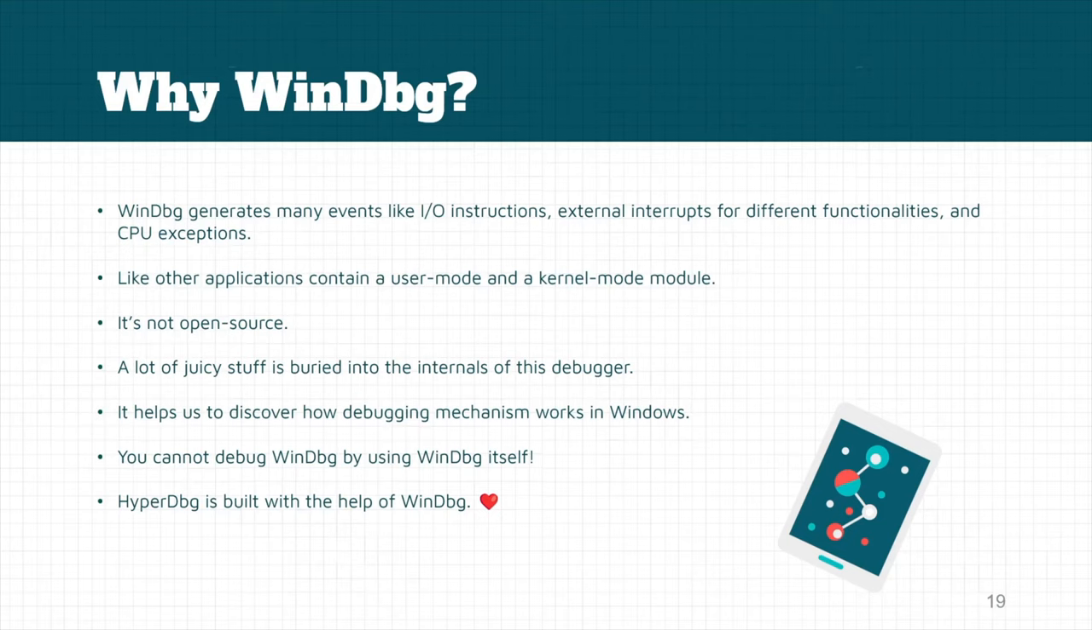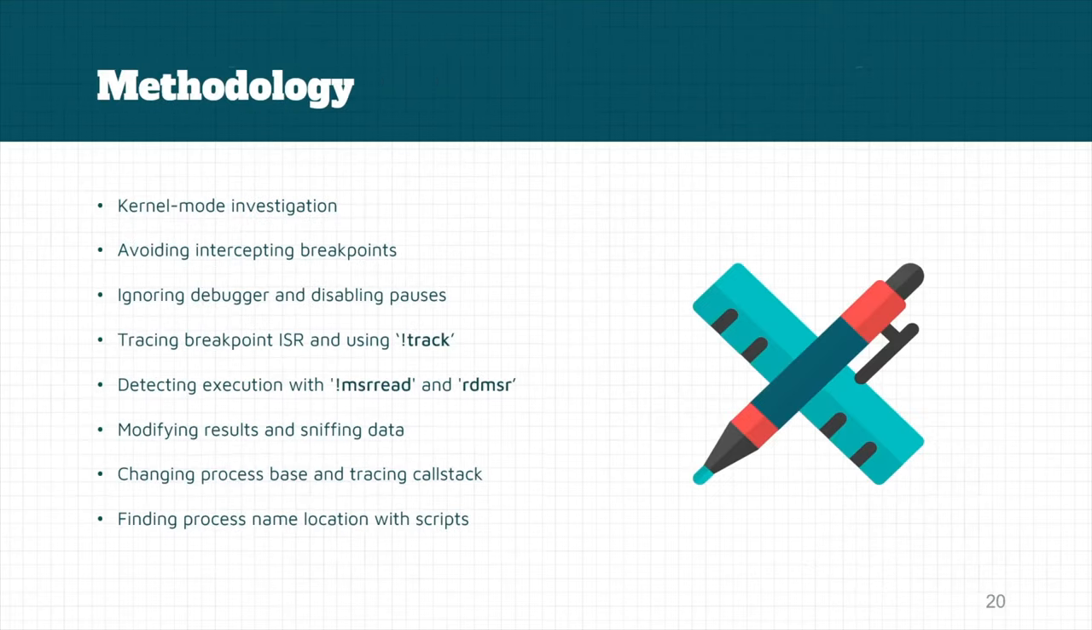Another factor is that you cannot debug WinDbg by using WinDbg itself. For example, you cannot set a breakpoint on the routines of WinDbg because it will break WinDbg. And HyperDbg itself is also built with the help of WinDbg.